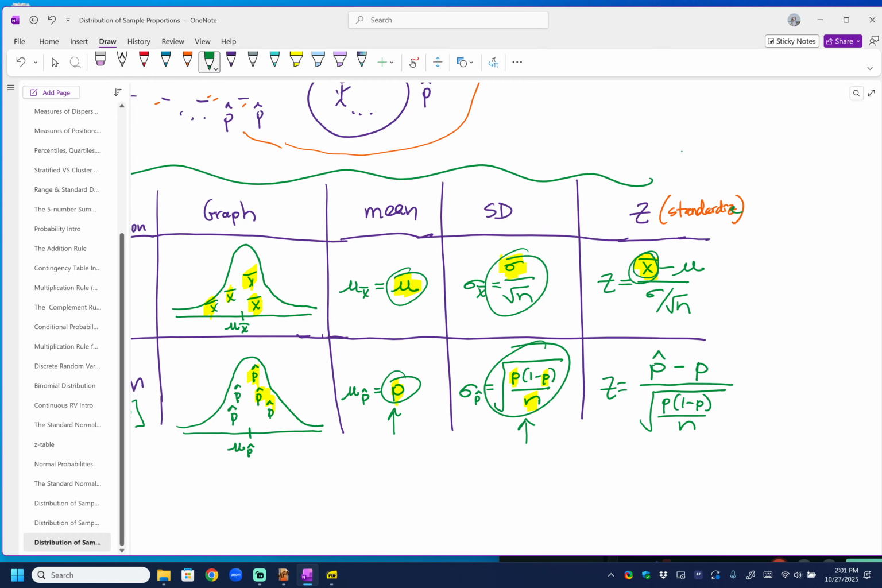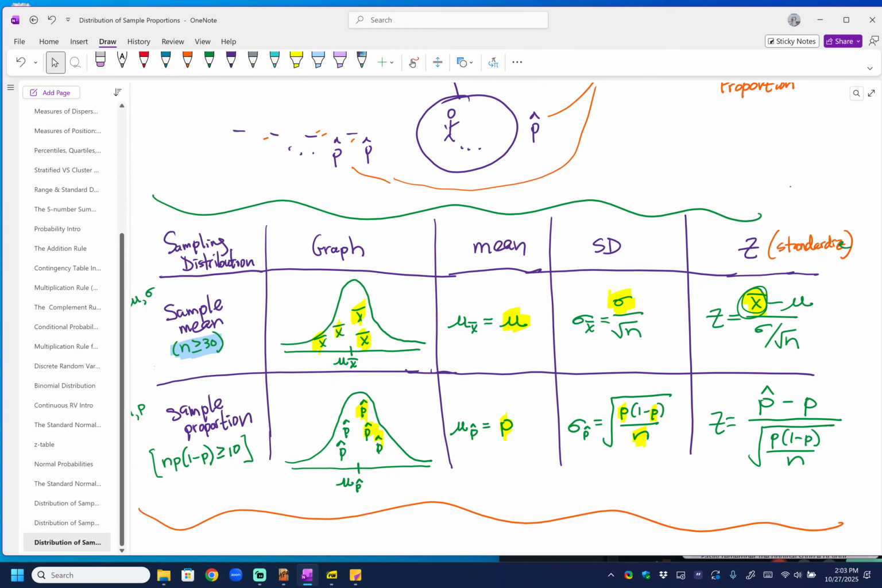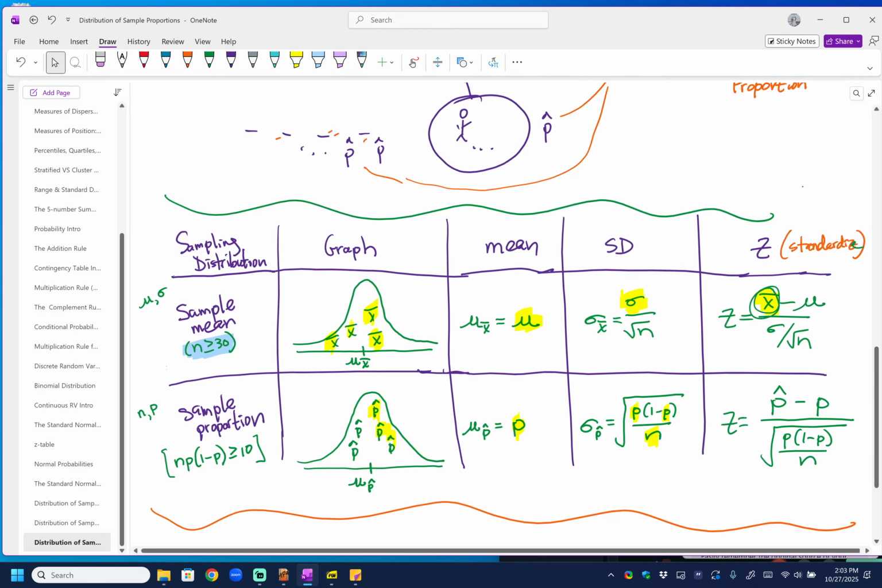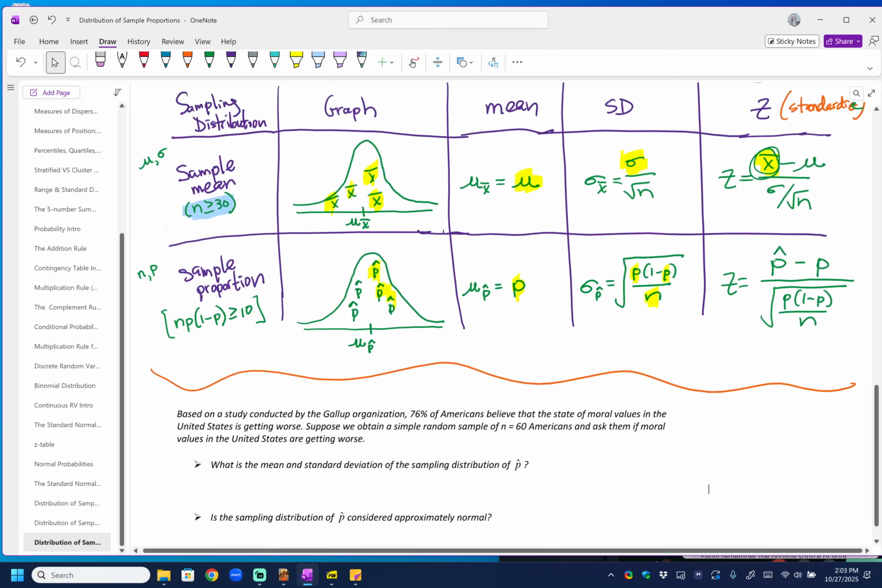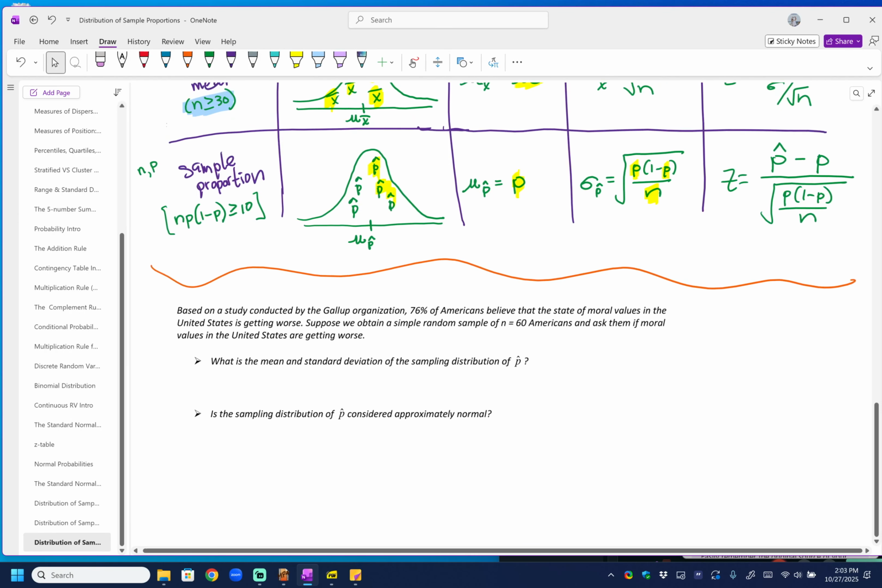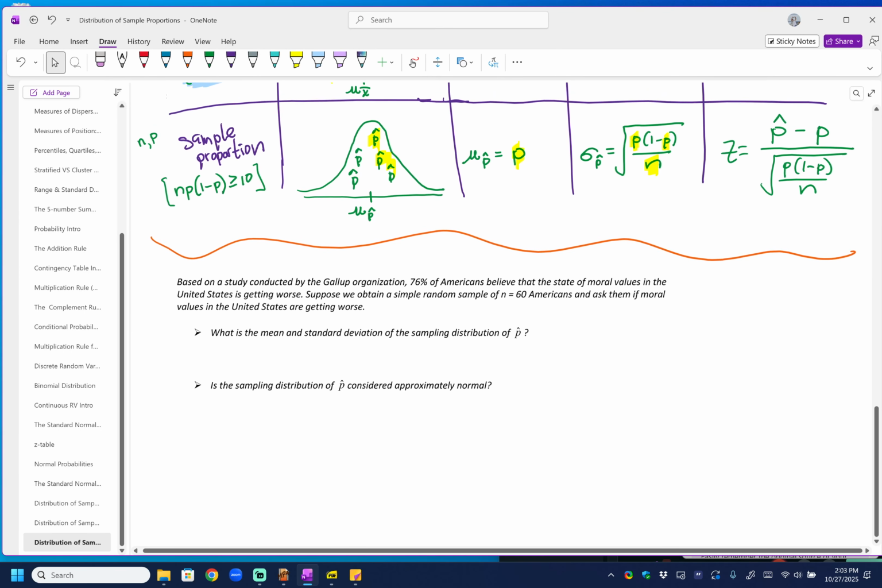Okay, so we've covered a lot of basically theory and formula work. So let's get to those examples to make sure this can actually work in your head and you can apply it. So I'm going to leave this proportions at the top of the page so we can look at all the nice formulas. It says, based on a study conducted by the Gallup organization, 76% of Americans believe the state of moral values in the U.S. is getting worse. Suppose we obtain a simple random sample of n equals 60 Americans and ask them if this is true. First, what is the mean and standard deviation of the sampling distribution of the sample proportion p hat?